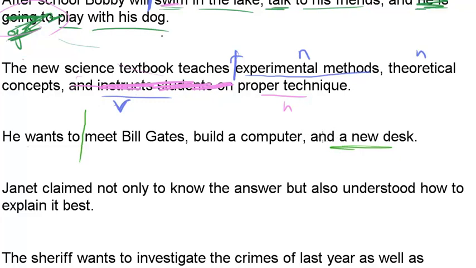I don't know, we're going to need some sort of verb here, right? We got verb, verb, so we need a verb. How about get? And get a new desk. He wants to meet Bill Gates, build a computer, and get a new desk.